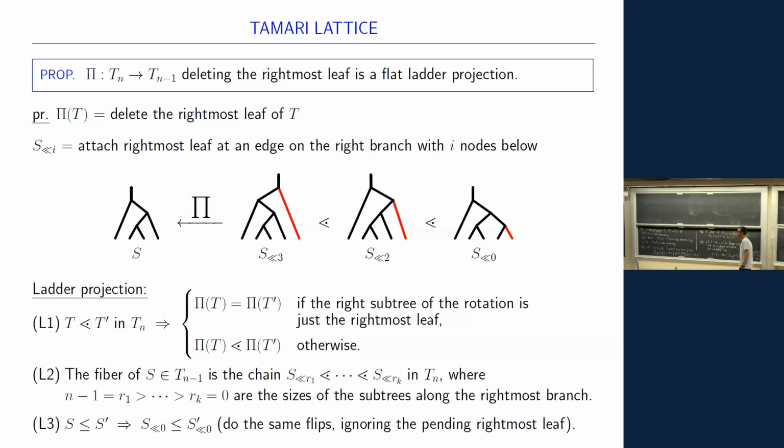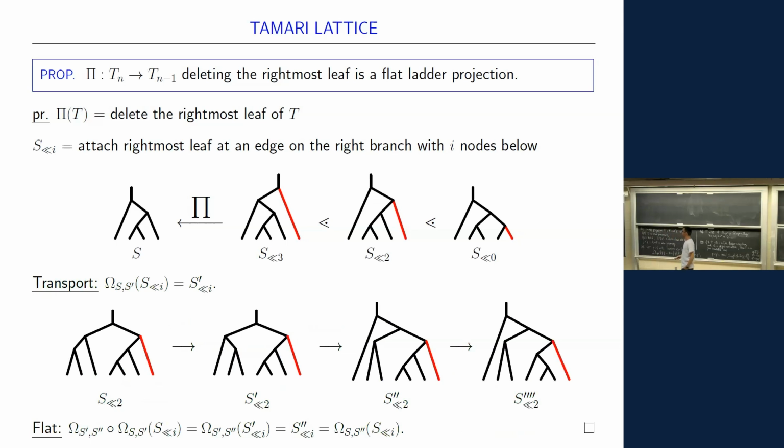It is a ladder projection. Maybe we just check 2, which is the important thing. So the fiber is clearly a chain. You start by attaching on top of this right branch, and you go slowly down. And the transport in this case is trivial. This is even easier than the weak order.